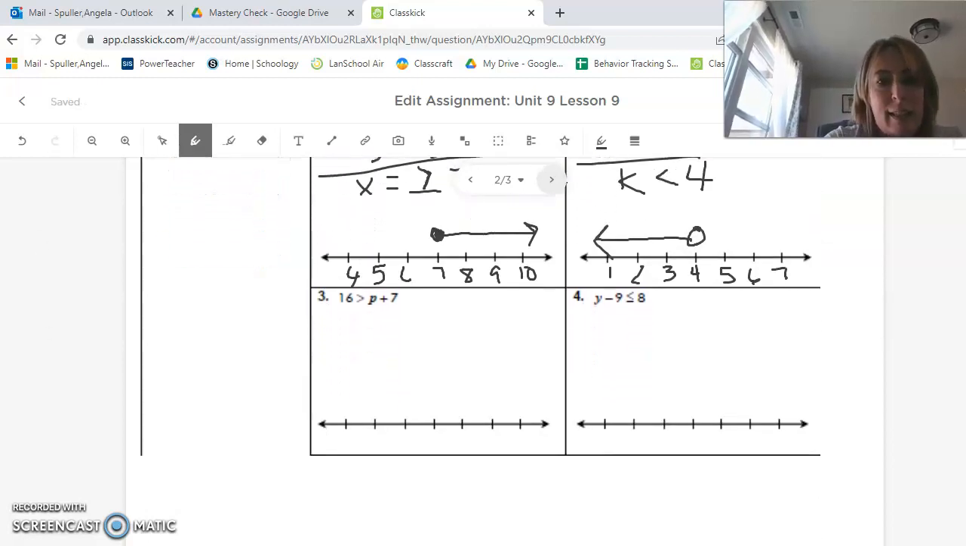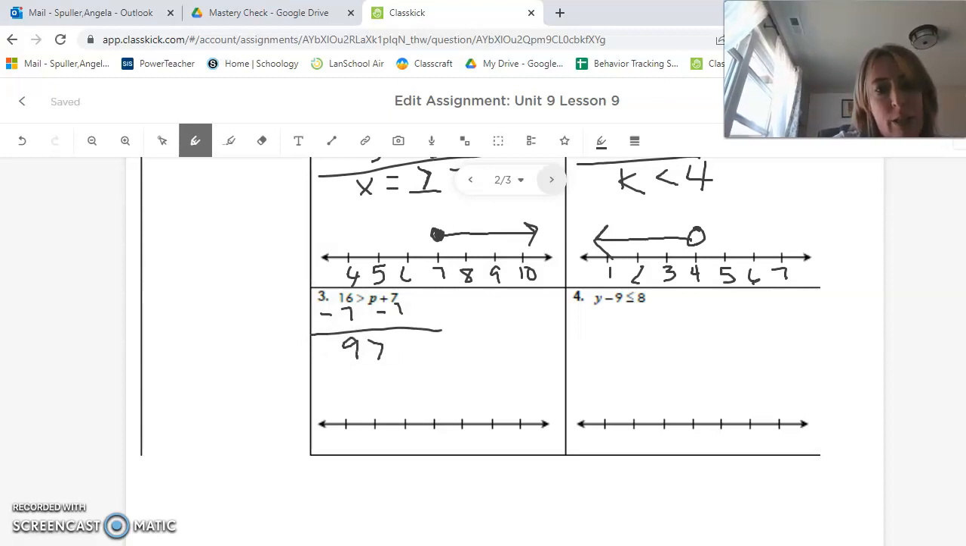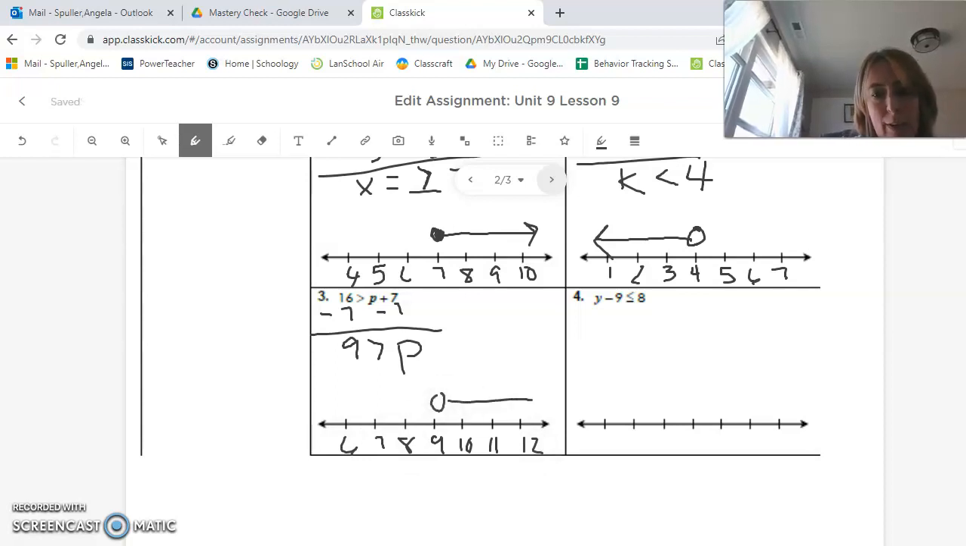Okay, 16 is greater than p plus 7. So let's subtract 7 and subtract 7. 16 minus 7 is 9, is greater than p. So let's start here. 9, 10, 11, and 12, 8, 7, 6. Okay, greater than, so open circle, goes to the right.